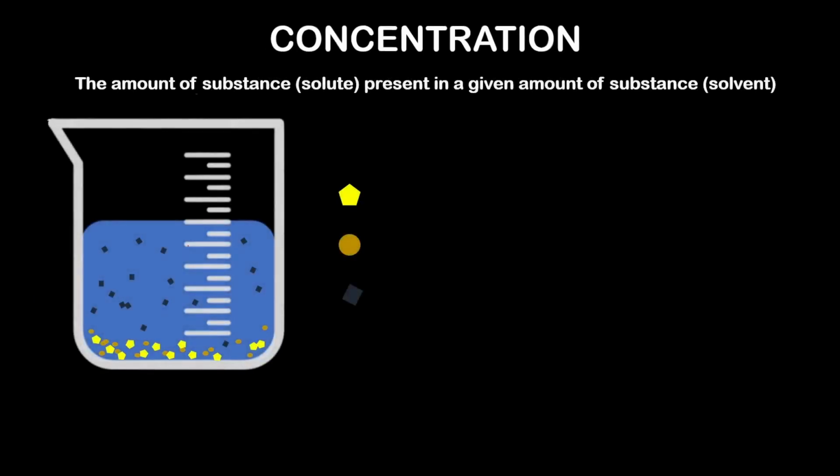Okay, so concentration: the amount of substance or solute present in a given amount of substance or solvent. Two components are shown here. We have a solute, we have a solvent. These can define a solution, which will then have different concentrations. So what is concentration? It is basically a measure of the amount of solute in a particular amount of solvent. So, solute present in the solvent.